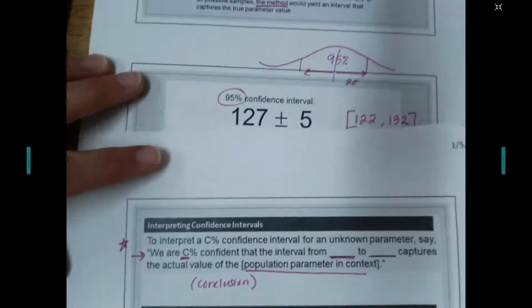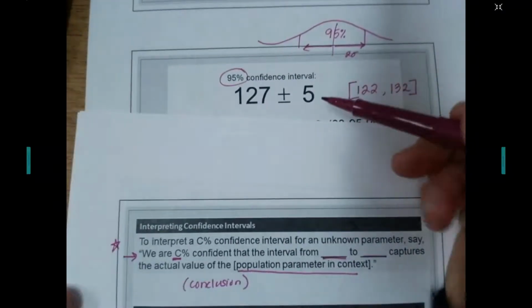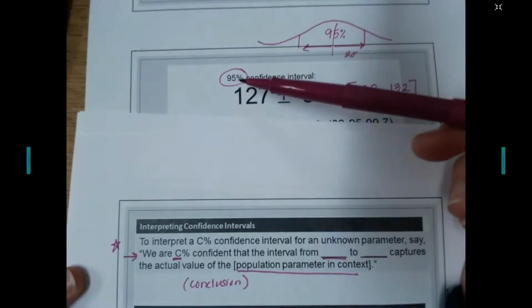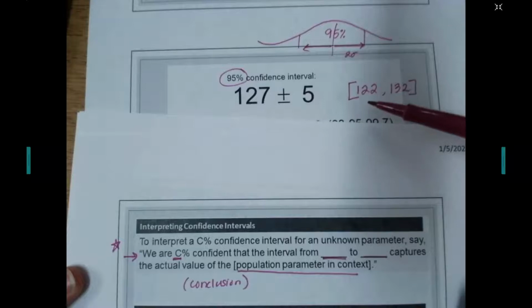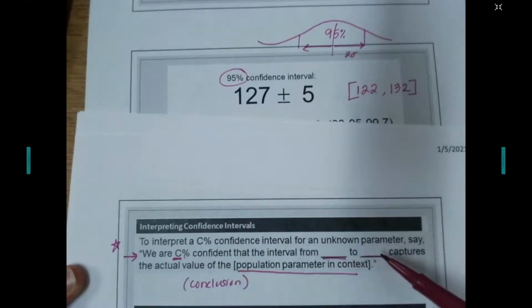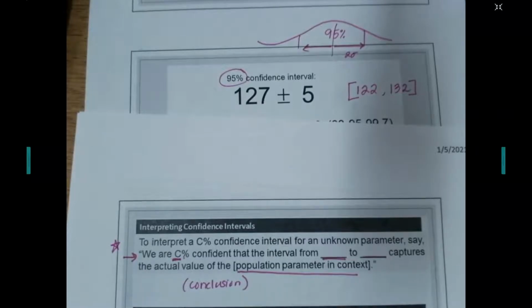If I go back to my example from before, if I wanted to interpret this interval right here using this statement, I would say we are 95% confident that the interval from 122 to 132 captures the true mean IQ score of AP Stat students. See how I included the confidence level, I included what the interval was, and what I was trying to capture. The whole purpose of a confidence interval is to try to capture the truth, either the true mean or the true proportion.